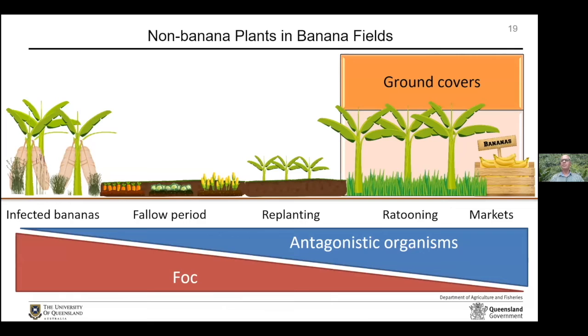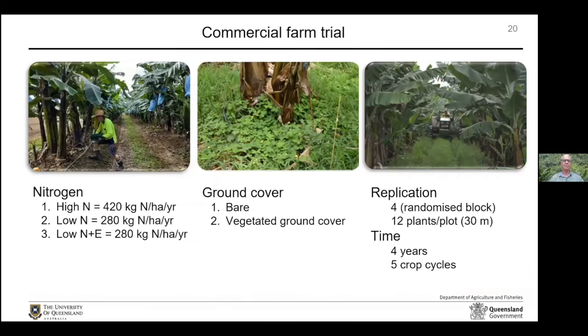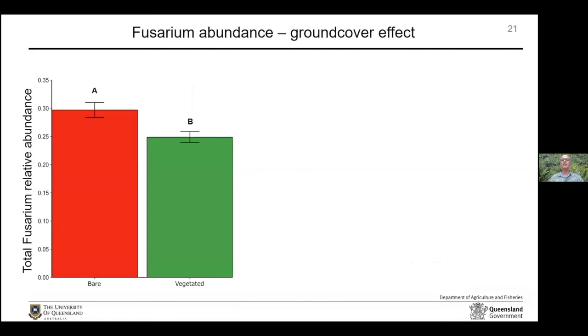So moving on to my final point now, and that's with ground covers and then growing something in around the bananas, either as an intercrop or a ground cover. What I'd like to highlight here is an experiment I ran where we looked at different nitrogen and ground covers, which was replicated and ran over 4 years and had 5 cropping cycles. I'll just concentrate on the ground cover side of it.